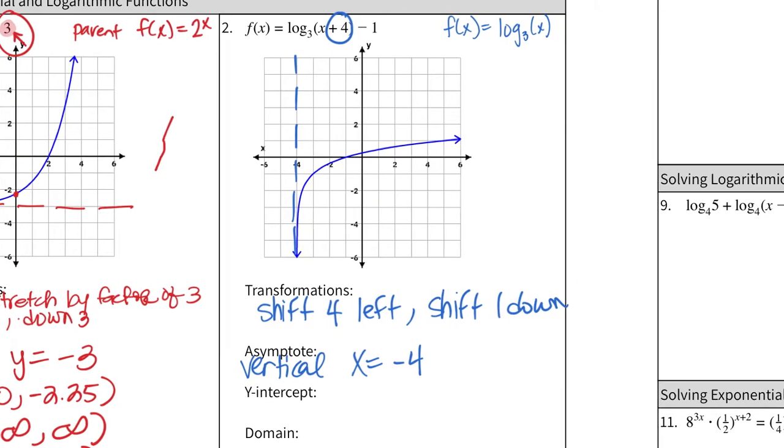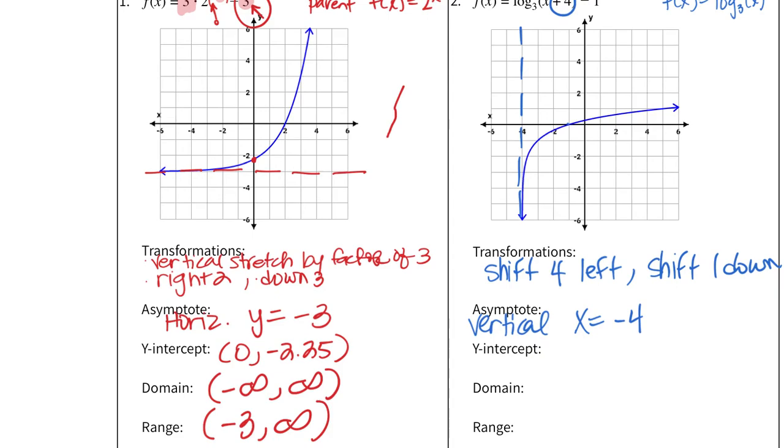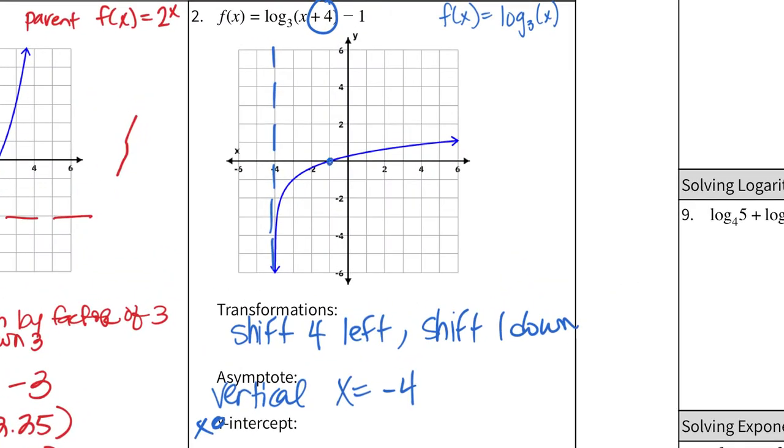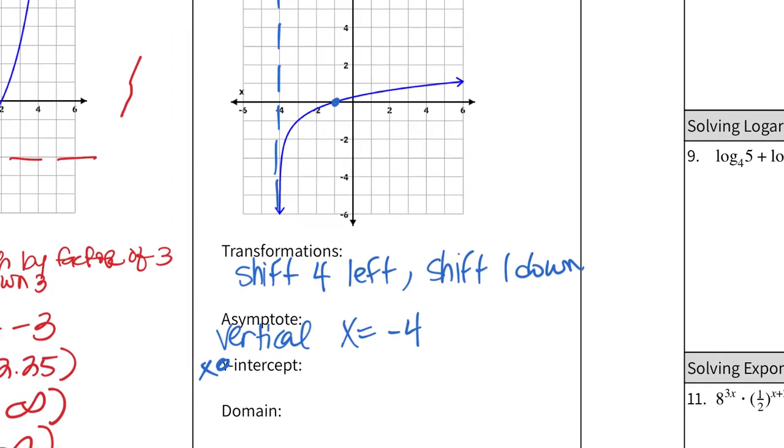Okay, y-intercept. So you can see from the picture that it is crossing. I'm sorry, this should have said x-intercept. X-intercept. You can see from the picture that it's crossing right here. That's at negative 1.